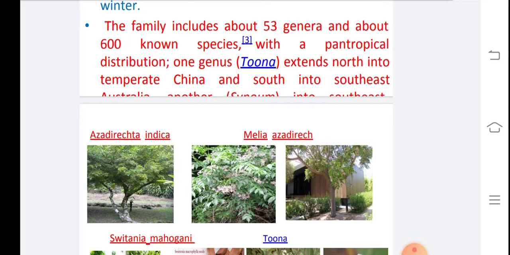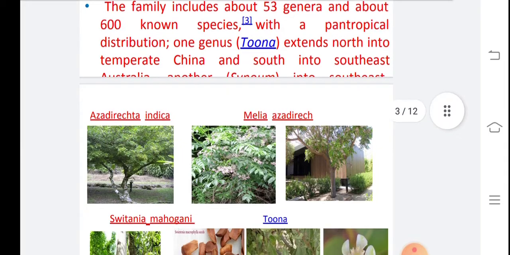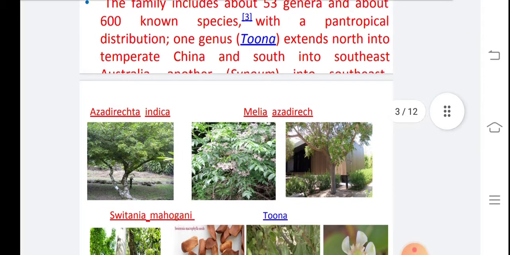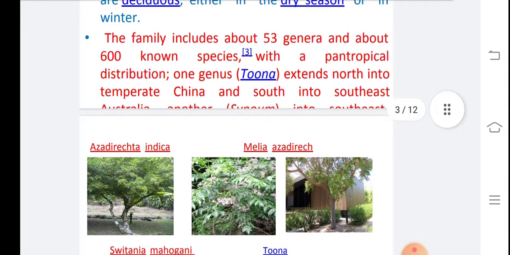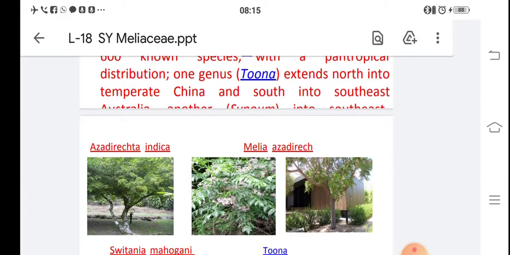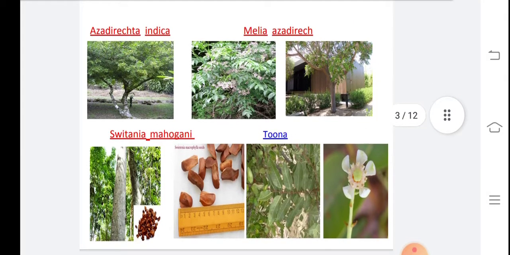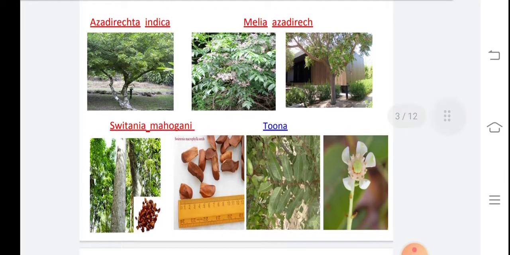So it is supposed to be pantropical in distribution. The genus Toona is generally seen maximum in the north temperate region of China and in south and southwest Australia. These are two good photographs. Here you are observing Azadirachta indica, then Melia azedarach.